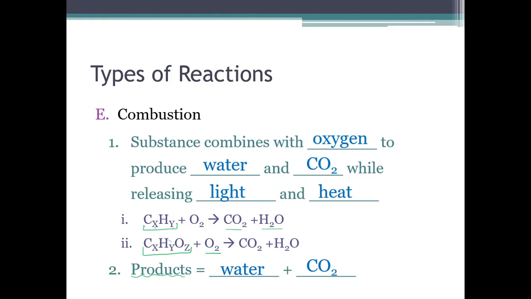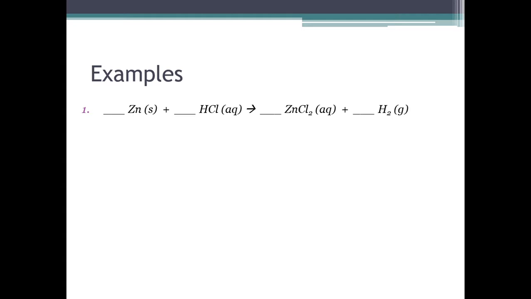If you've got a reaction that starts with something plus oxygen and ends with carbon dioxide and water, it's combustion. It is. So let's practice identifying these. Let's see some examples. Here we've got solid zinc reacts with hydrochloric acid, HCl, aqueous, to produce zinc chloride aqueous and hydrogen gas. We are given the blanks. We are told to balance the equation.